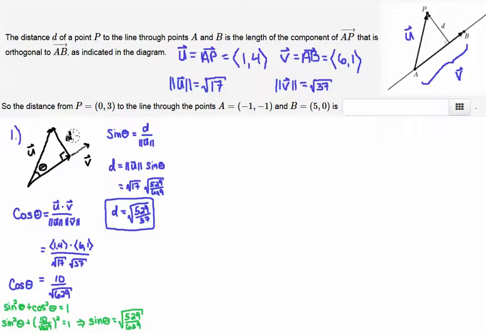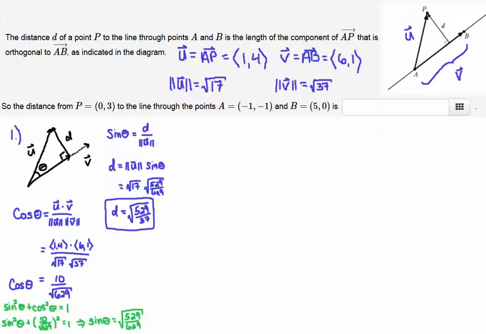Okay, so now that I have that for the sine of theta, computing D is rather simple. The sine of theta, once again, is D over the length of U. I move the length of U over to the other side, so I get D is equal to the length of U times the sine of theta. The length of U is the square root of 17. The sine of theta is the square root of 529 over 629. I combine those, the 17 goes into 629 37 times, and I get that the length of D is square root of 529 over 37. That is the answer, so that's the distance from P to the line through the points A, B. And there I've used the angle between two vectors to solve the problem.